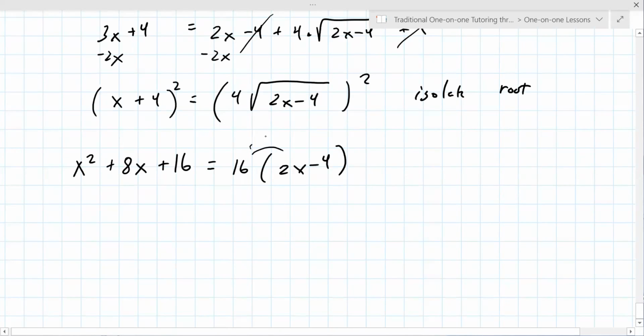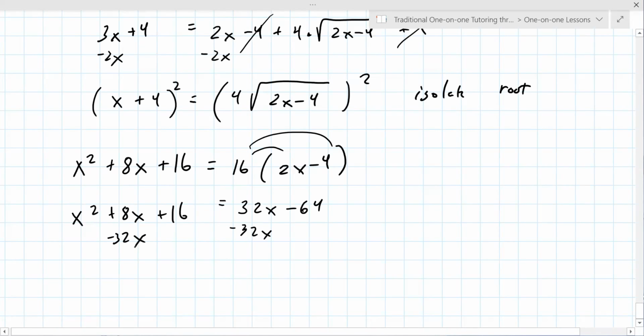So now you distribute in: 32x minus 64, x squared plus 8x plus 16. Now you move stuff over. So you subtract 32x, and then you add 64. So you get x squared minus 24x plus 80 equals 0.